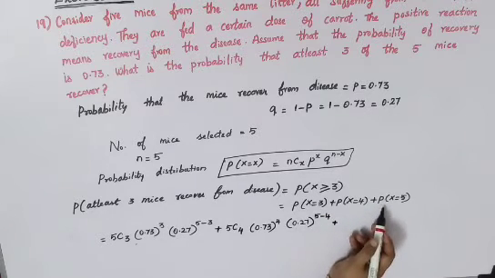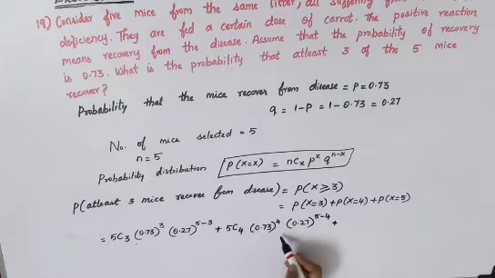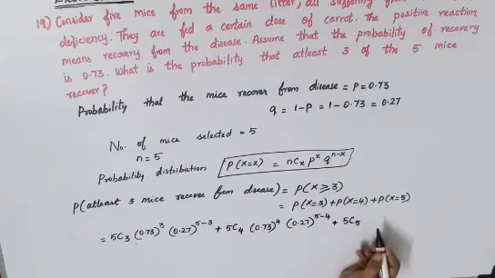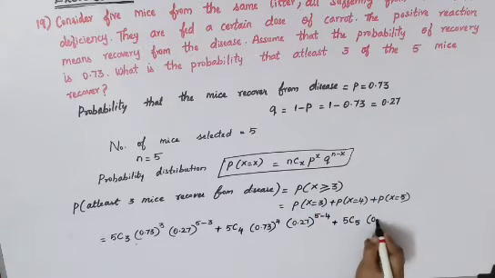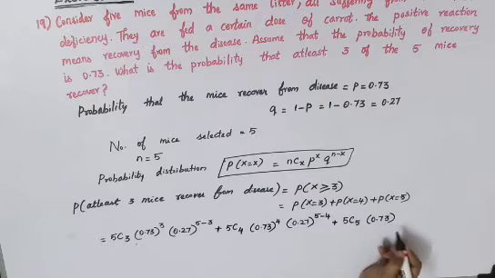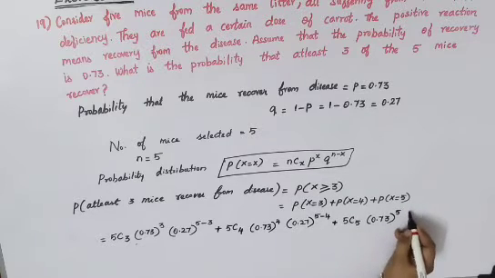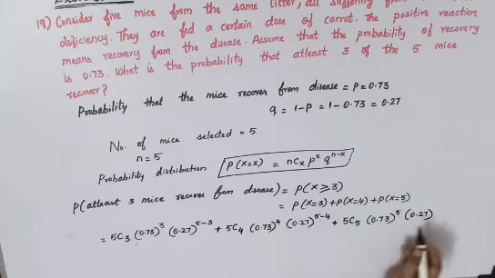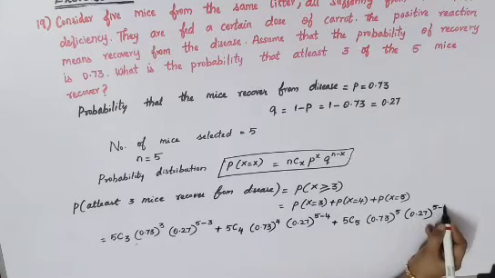Going to your third part. Now wherever you are given 4, just give 5 now. Okay. So 5C5. Otherwise you can get back to your formula and substitute also. Both you can do it. So into 0.73, the whole power x is 5, into 0.27, the whole power 5 minus 5.